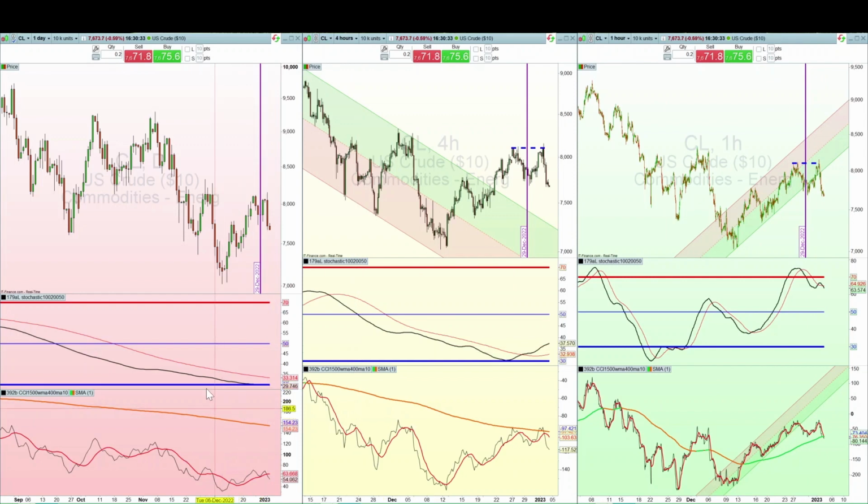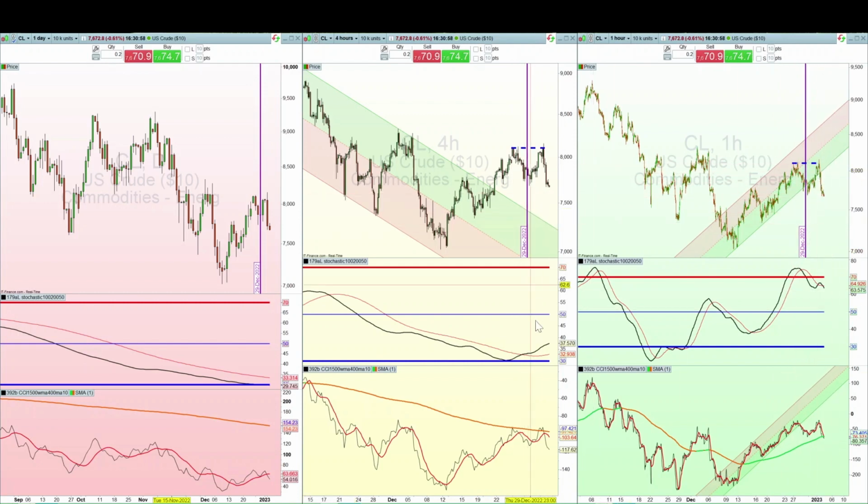You'll notice both the Stochastic and the CCI on the daily are still in decline. On the 4-hourly, the Stochastic has bounced off the oversold territory, and we may see some further potential upside in the medium term, although the CCI is still showing a pretty sharp decline to the downside. On the hourly chart, the Stochastic has broken up through the overbought and is potentially going to come back down again and retrace back down to the downside.